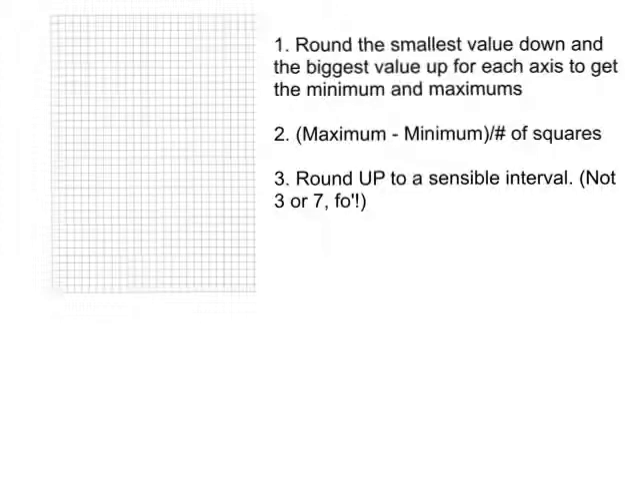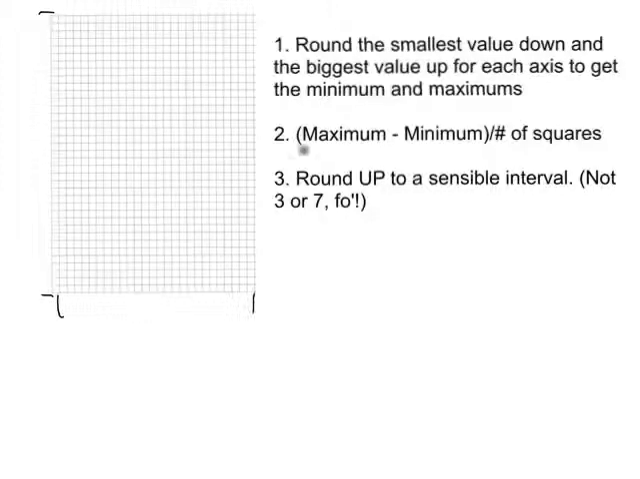So what I want you to do is find the smallest value and the biggest value for each axis, and I want you to round the smallest value down and round the biggest value up to something that makes kind of a reasonable starting and ending point for each axis.